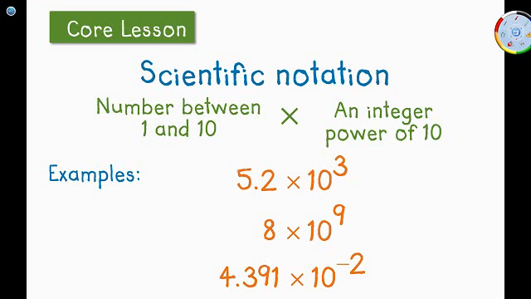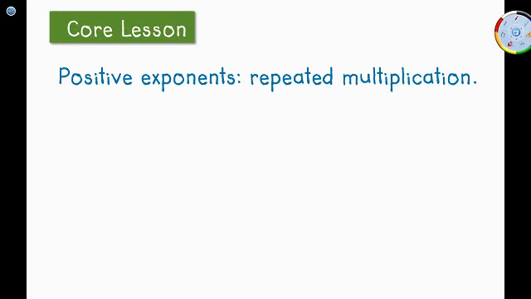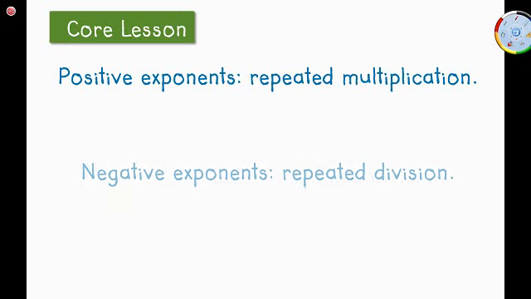And then we have this one down at the bottom. 4.391 times 10 to the negative 2. We have a negative 2 power. I haven't quite told you what happens, but this is an example of scientific notation. So let's talk about positive and negative exponents. We know that a positive exponent is all about repeated multiplication, and a negative exponent is about repeated division. So if you see a negative exponent, it's like dividing by a power of 10. So let's take a look at some examples.